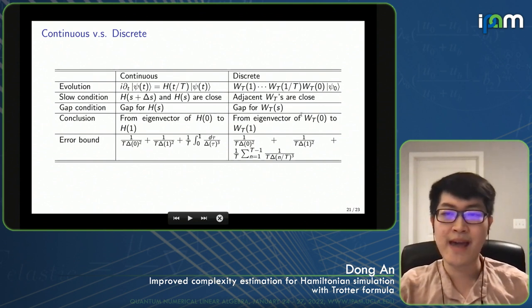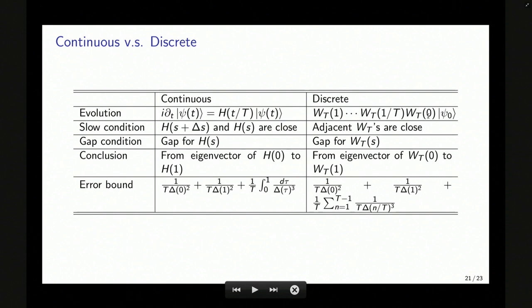Under these assumptions, the conclusion is that if our input state is the eigenvector corresponding to my first walk unitary operator, then the final solution after this discrete evolution will be a very good approximation of my last unitary operator's eigenvector, which means that we can go from the eigenvector corresponding to W0 all the way to the eigenvector corresponding to W1. So we can see that they are very similar. If you look at the explicit error bound, the forms are also similar. We have some boundary term, and we have an integral term in the continuous case and a summation term in the discrete case.